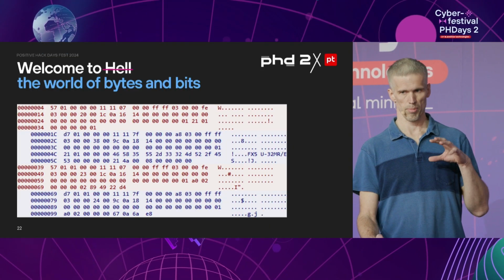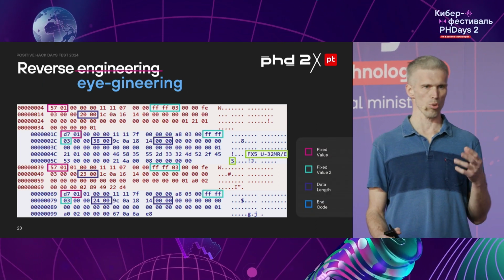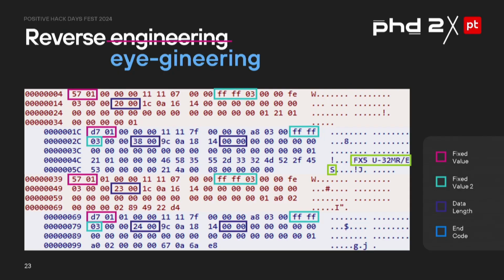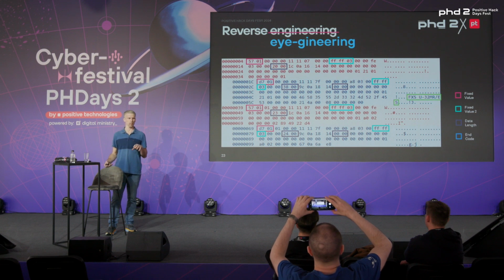Probably you will notice a pattern in these numbers. Well, I looked at it, I saw a pattern, and we call it reverse engineering as a joke. So this is me reversing the protocol. Over here you can see some fixed values, and you can also understand the size of the packet and several other fields. We are not going to perform our reverse engineering. I did a lot of work, and I got a description of this protocol for FX5U.